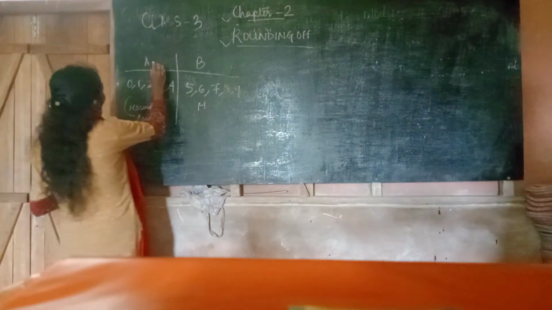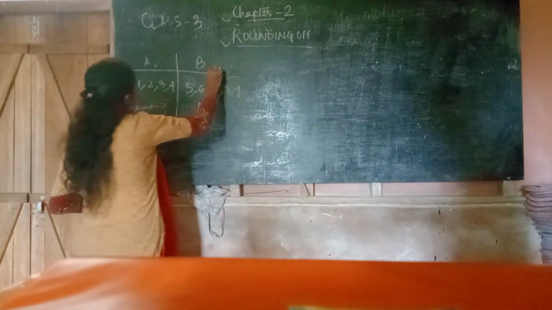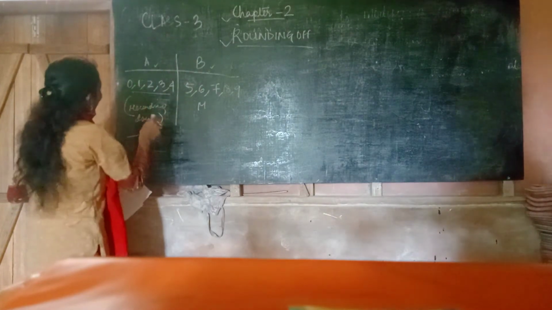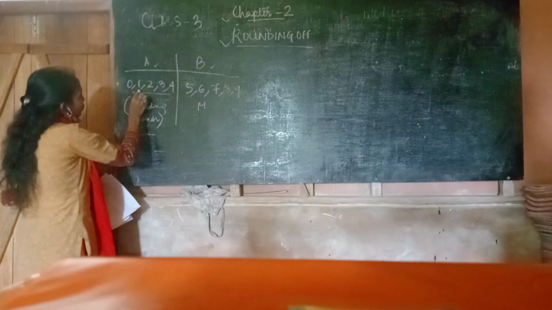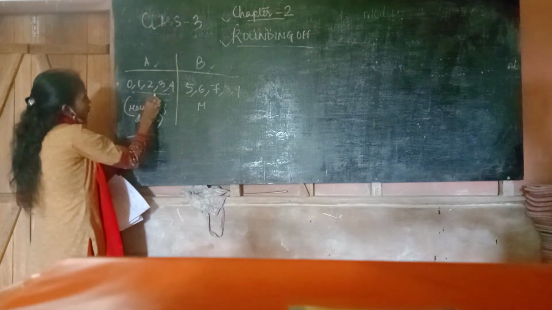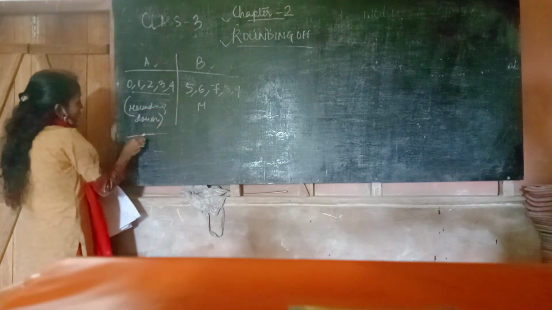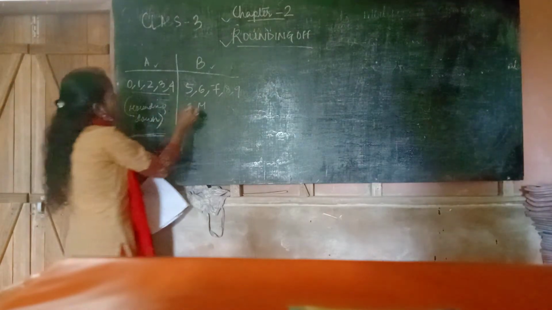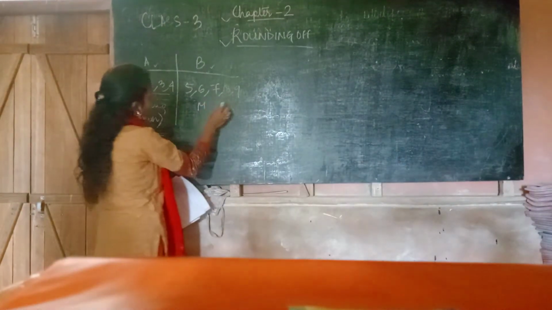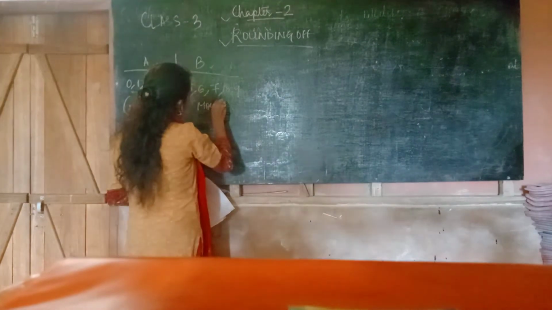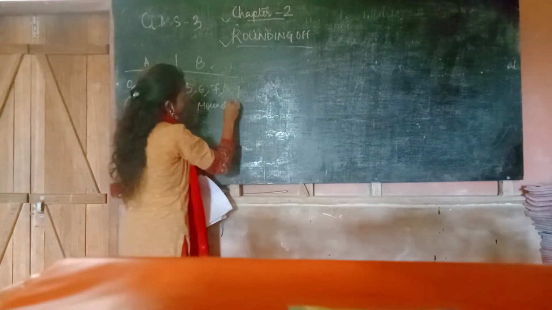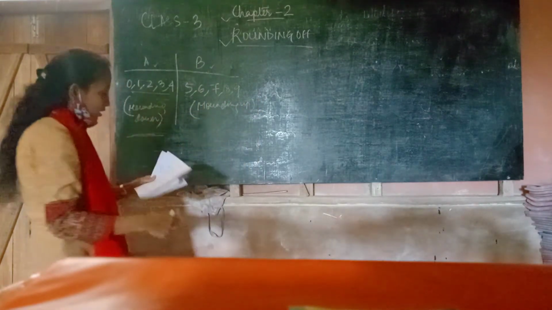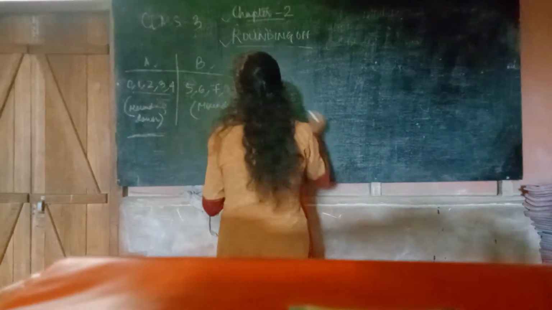So we will make two columns. Let's make the two columns. In one, less than 5, for example, maybe 0, 1, 2, 3, 4. If it is less than 5, then it will be rounding down. If it is 5 or greater than 5, then it will be rounding up. So let us solve question 1.